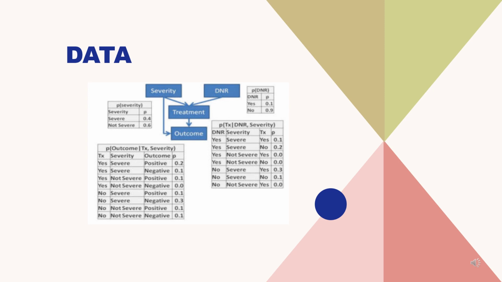We were given an Excel data set that contained these 4 tables. One relating to severity, one relating to DNR, one relating to treatment, DNR, and severity, and the other relating to outcome, treatment, and severity. And there are 4 variables in this data set: severity, DNR, treatment, and outcome.